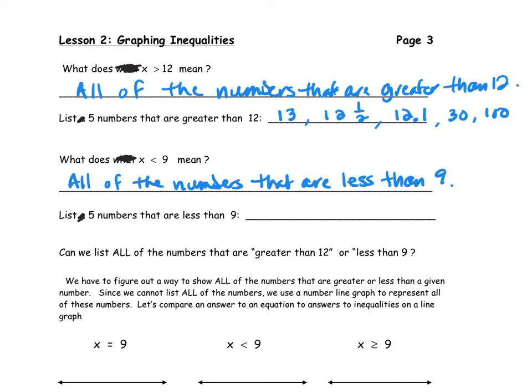So once again, we're asked to list 5 numbers that are less than 9. And so that could be 8.9, or we could even put 8.9 repeating. It could be 7. It could be 2 or 0. We could even go into our negative numbers, negative 20. So as long as those numbers are less than 9, that meets the requirement.